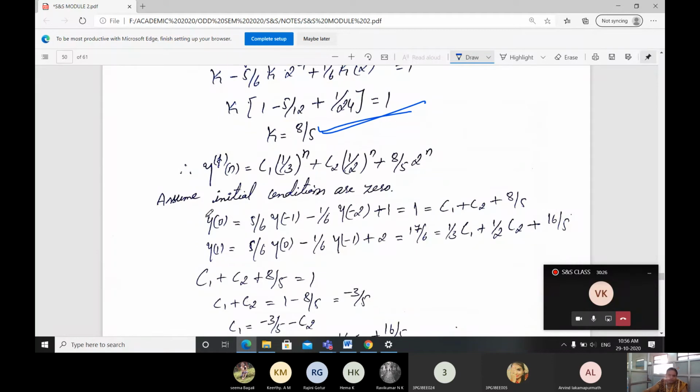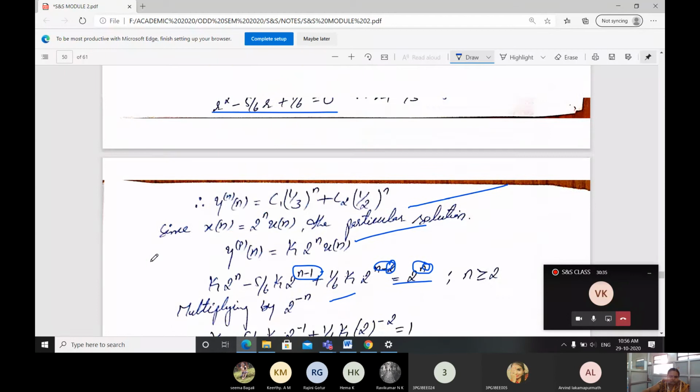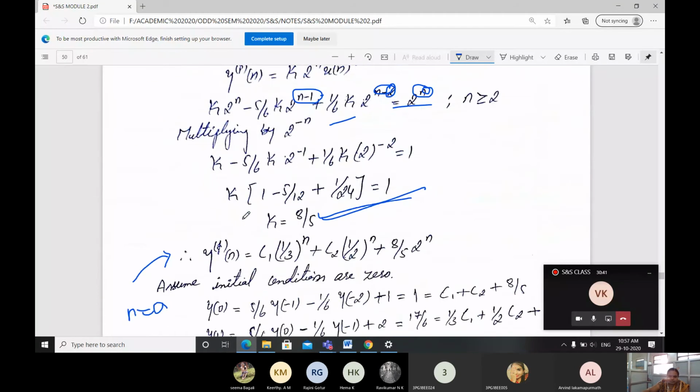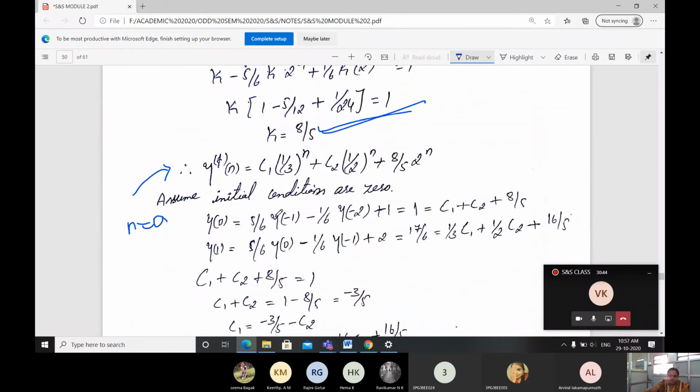Therefore, before that we have to substitute n equal to 0 in the forced response and also in the y of n equation. So you will get 5 by 6 y of minus 1 minus 1 by 6 y of minus 2 plus 1 is equal to 1, because y of minus 1 and y of minus 2 will be 0 only. So we will get only 1, that equals, if I substitute n as 0 in this equation, C1 plus C2 plus 8 by 5.